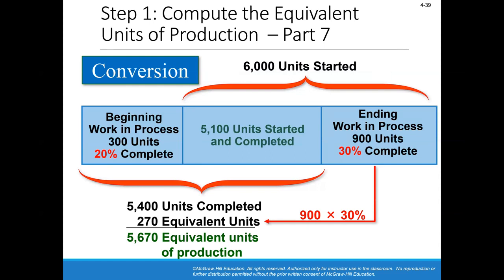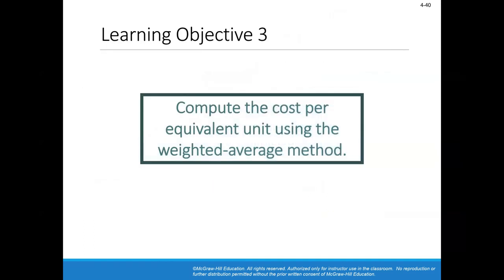We calculate the equivalent units for the ending work in process, which was 900 times 30%. So we have 5670 equivalent units in the conversion. All right, are y'all with me so far? Do y'all have any questions yet?